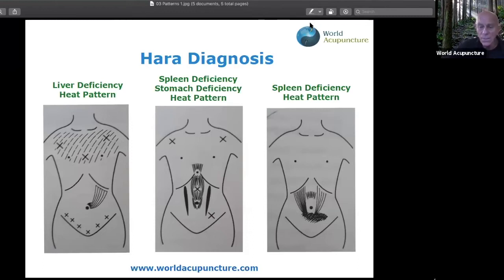Again, this is not a matter of teaching you each and every individual pattern today. This is just giving you examples to understand that there is another way of supporting our diagnostic process. And then the last but not least is the spleen deficiency heat pattern, which I would relabel as spleen deficiency blood stagnation pattern.